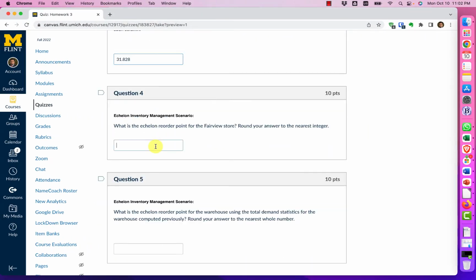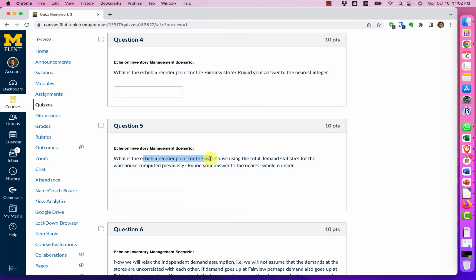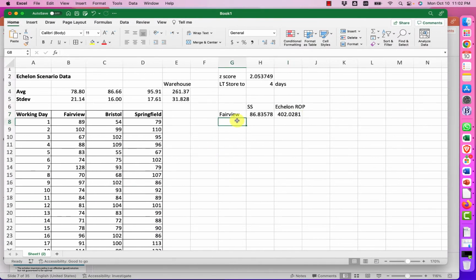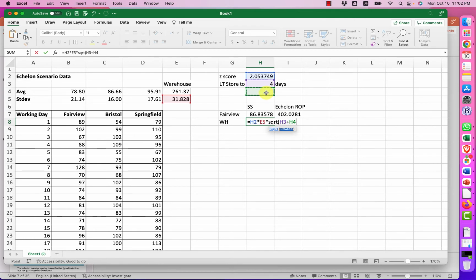So we've done this question. What is the echelon reorder point for the warehouse? So now for the warehouse, that's going to be interesting. For the warehouse, we first have to find the safety stock. So we take the z-score times the standard deviation of demand at the warehouse, which is this one calculated using the formula, times square root of the echelon lead time. So that's going to be this plus the lead time between the warehouse and its supplier. Okay, and I have to add that lead time warehouse to manufacturer, which is 10 days. Okay, and so that is a safety stock here.